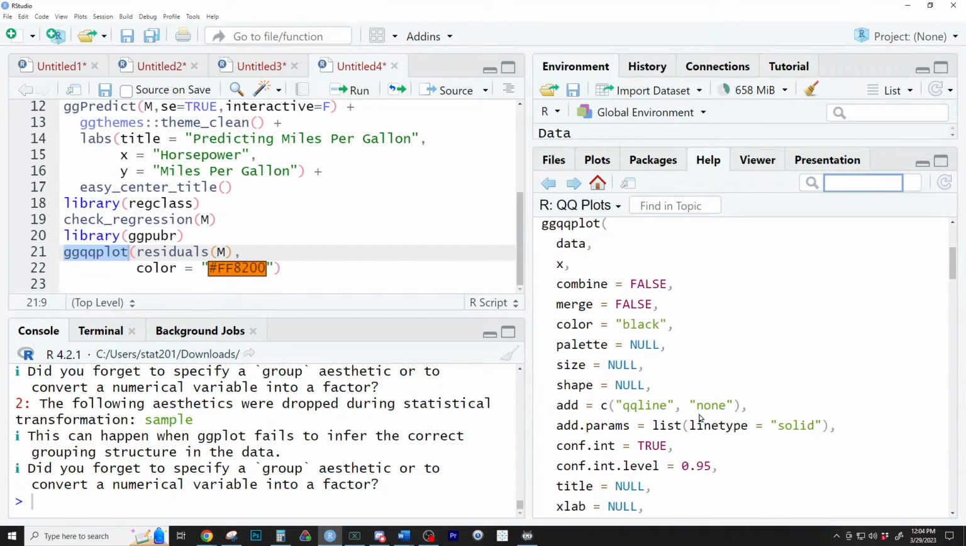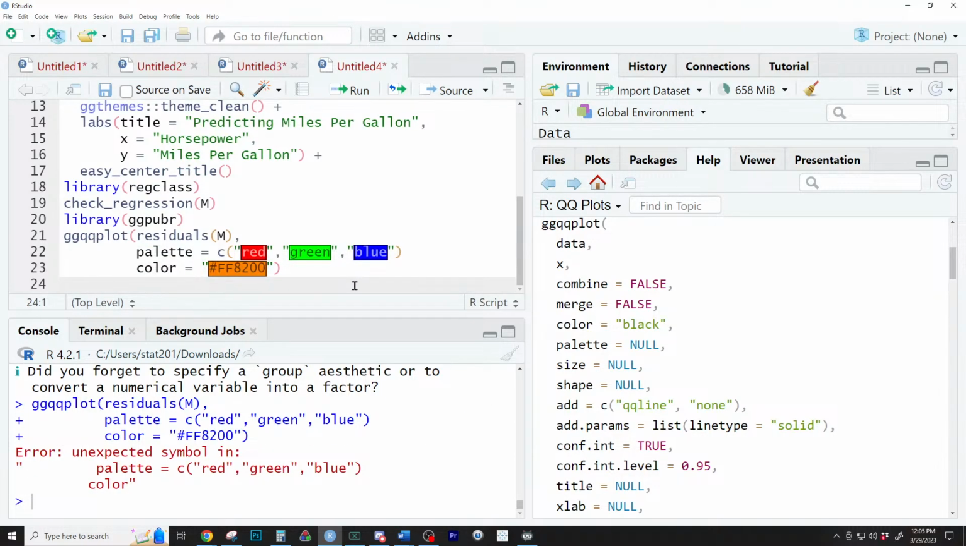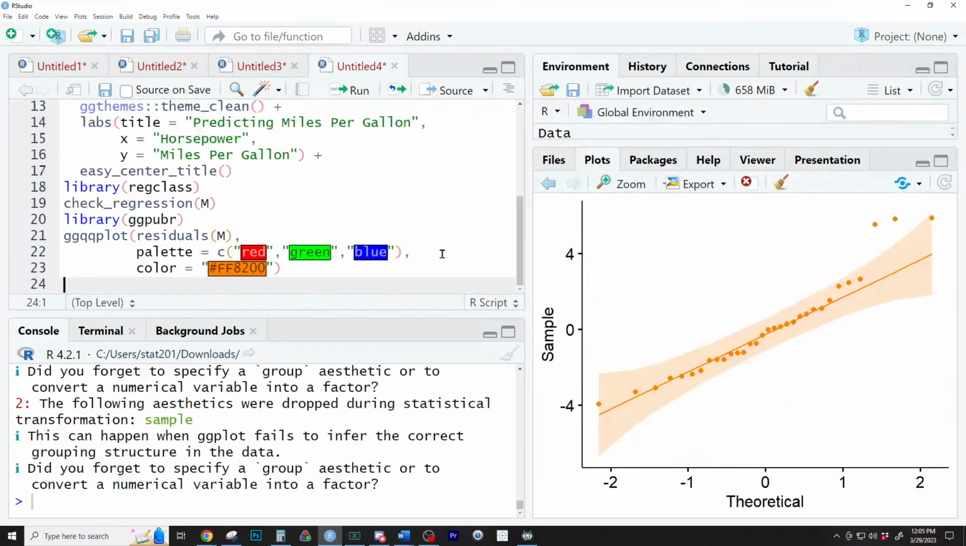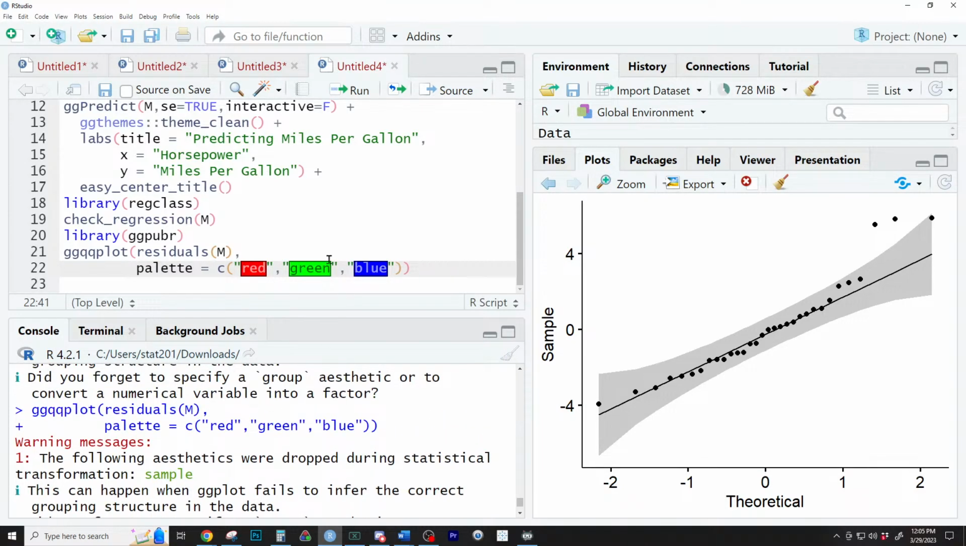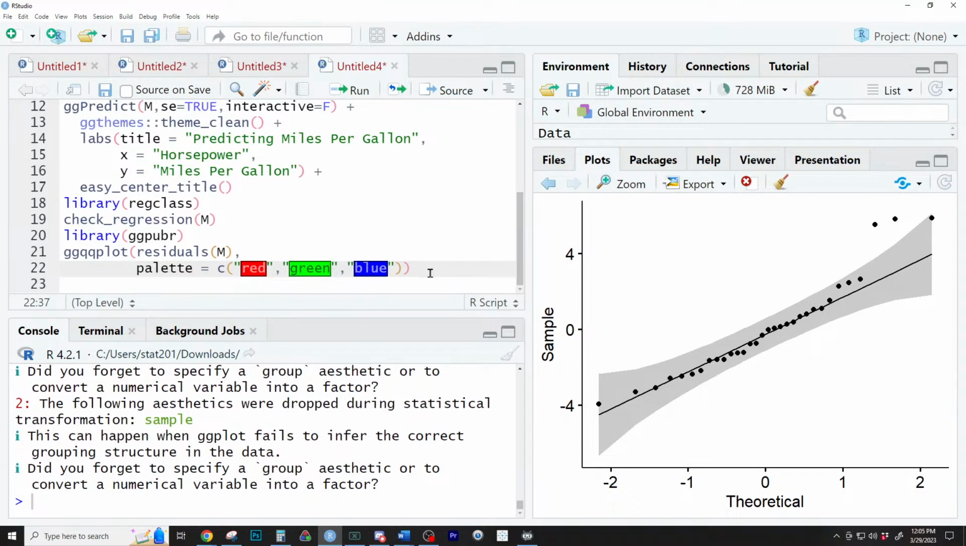Merge, combined, palette, size. What if we do palette? Let's try this. Palette. And then we need to put a vector here of red. It needs to be lowercase, right? Red. That always gets me. Green. Let's see what this does. Blue. Okay. It's mad about that. We didn't put a comma. Okay, so it might have not used the color argument. It's mad at me over there. Okay, so that didn't do it. Did you forget to specify an aesthetic? I think it's saying we're not even using these. Darn it.